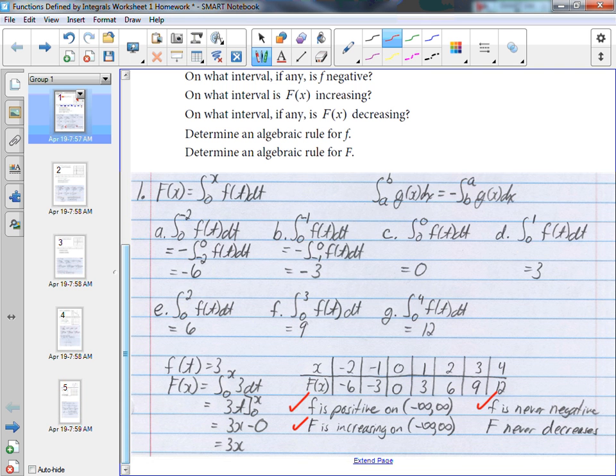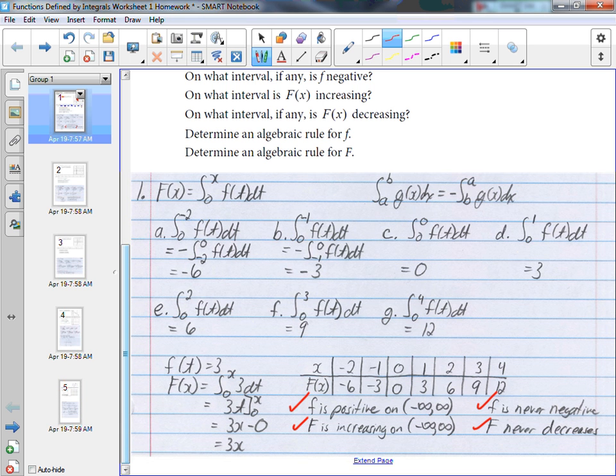On what interval, if any, is F of x decreasing? Never. Since its derivative is always positive. And by the way, have they told us that little f is the derivative of capital F? No. But isn't it? Yes. So capital F never decreases.